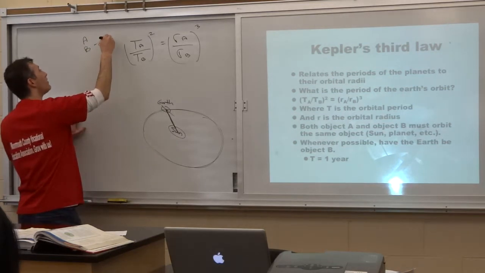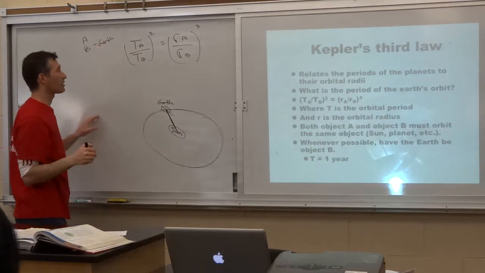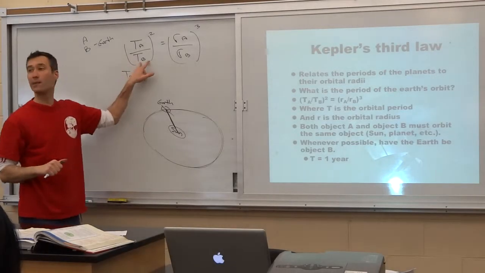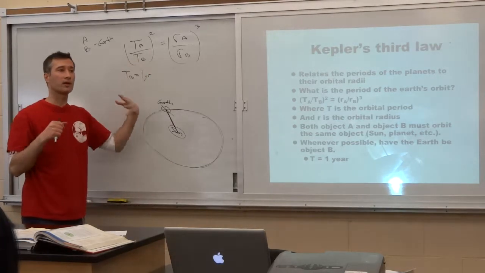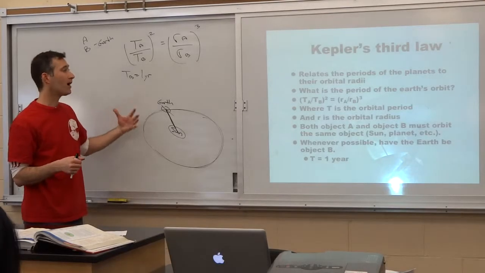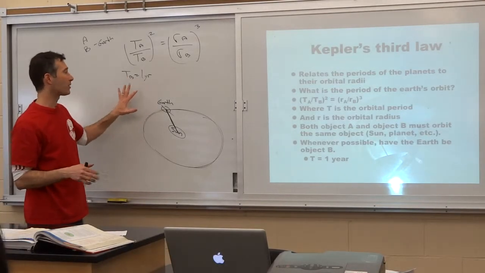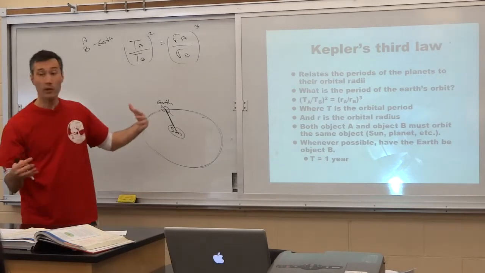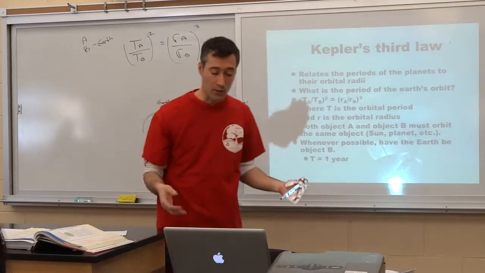And the main reason we want to make the Earth object B is that the period is 1 year. And it's pretty nice to have denominators of 1, especially when we're doing things like squaring or cubing, right? You don't have to do that. You don't have to make the Earth be object B, but it does just make the math a little bit cleaner.